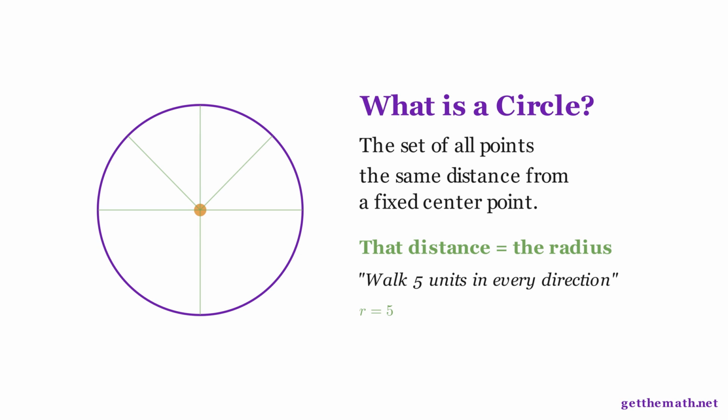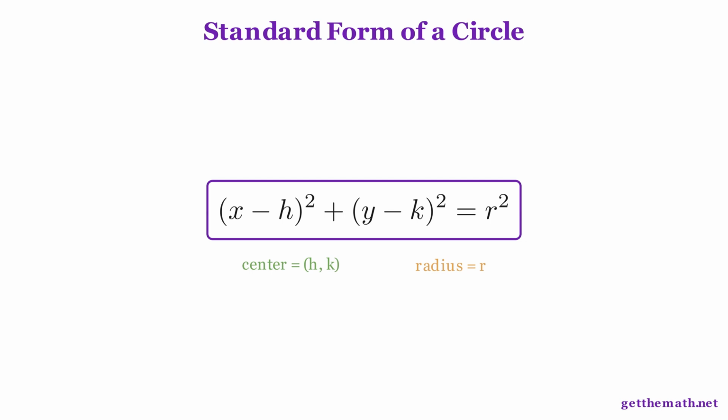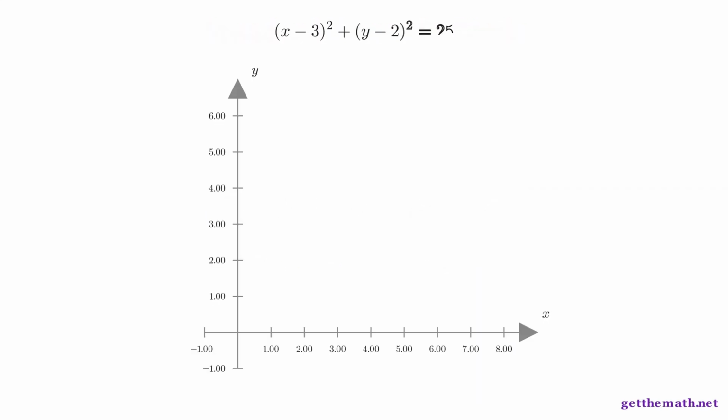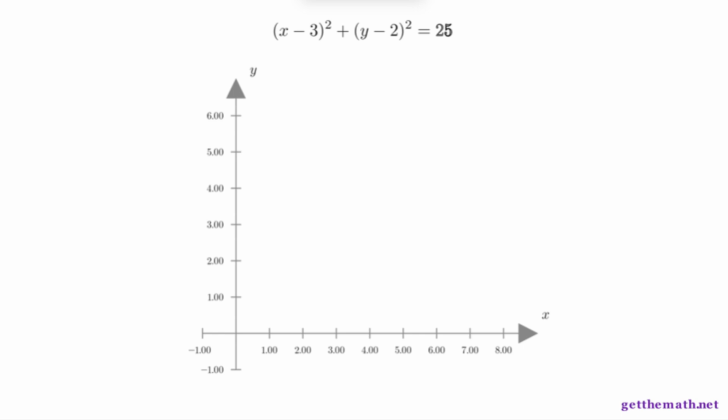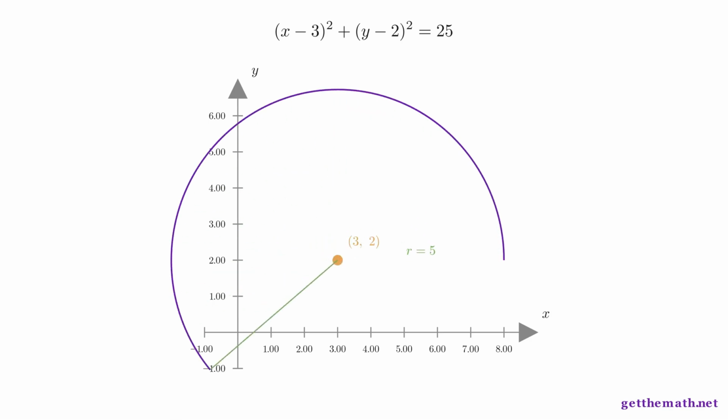Standard form of a circle. The equation of a circle in standard form looks like this: (x minus h) squared plus (y minus k) squared equals r squared, where h and k are the coordinates of the center and r is the radius. For example, the equation (x minus 3) squared plus (y minus 2) squared equals 25 tells us the center is at (3, 2), and the radius is 5 because the square root of 25 is 5.